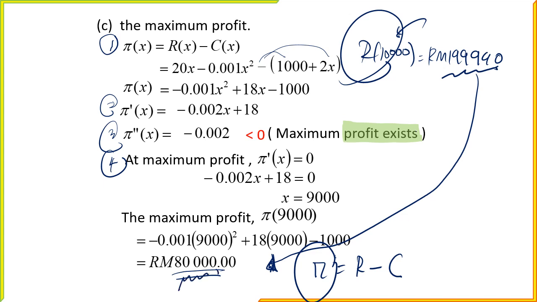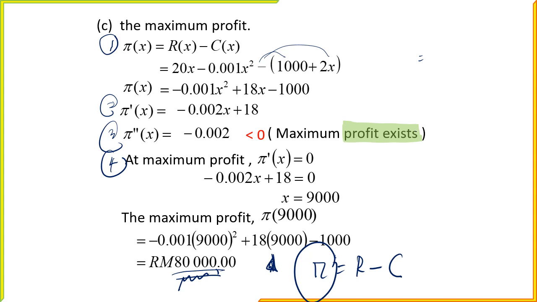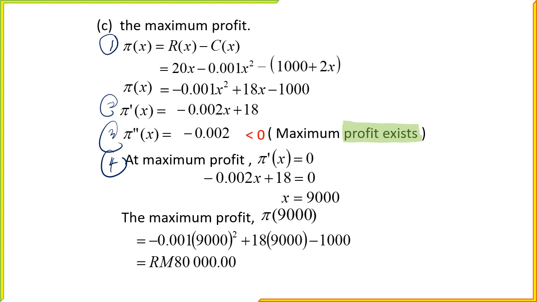So which one is important? Of course the maximum profit, right? Because we don't want to be rugi. Kita mungkin dapat maximum revenue, tapi kalau rugi buat apa? Betul tak? So let's continue with question D.